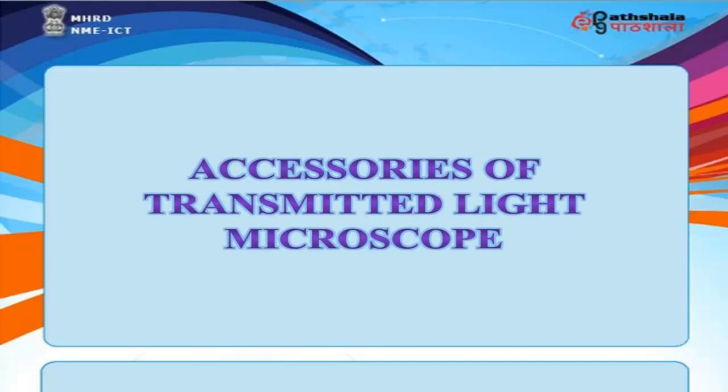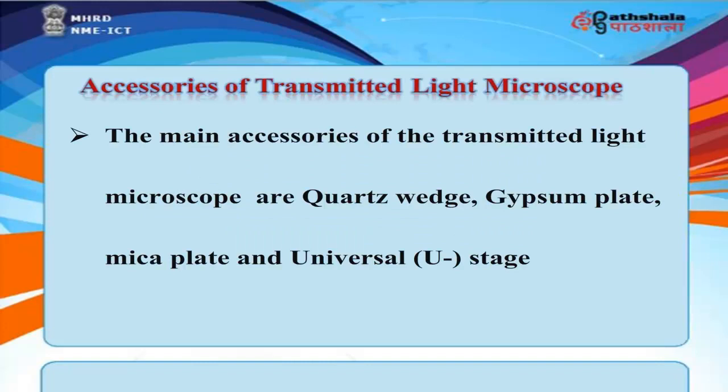Accessories of the transmitted light microscope. The main accessories of the transmitted light microscope are quartz wedge, gypsum plate, mica plate, and universal stage or U-stage.